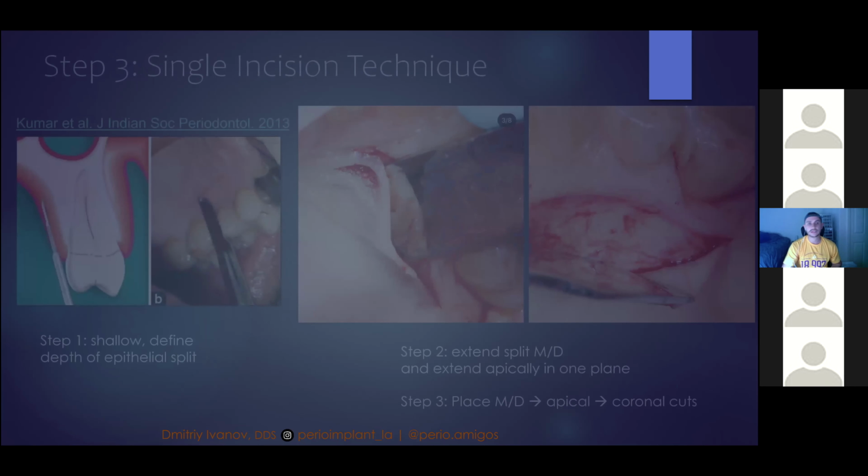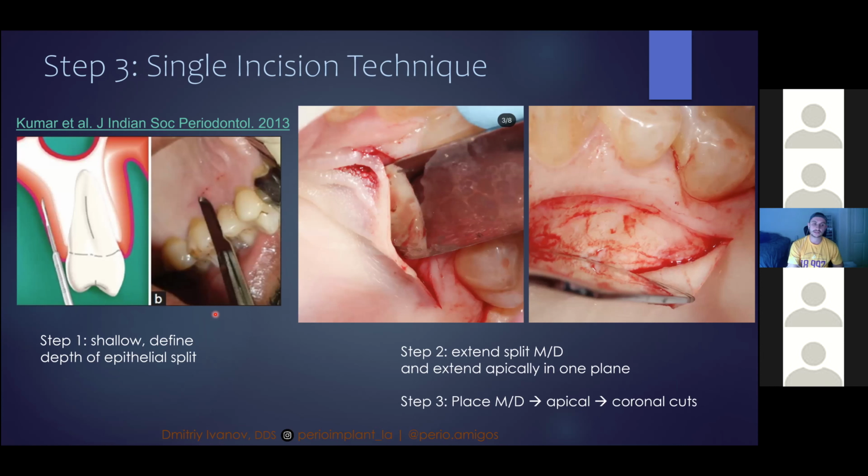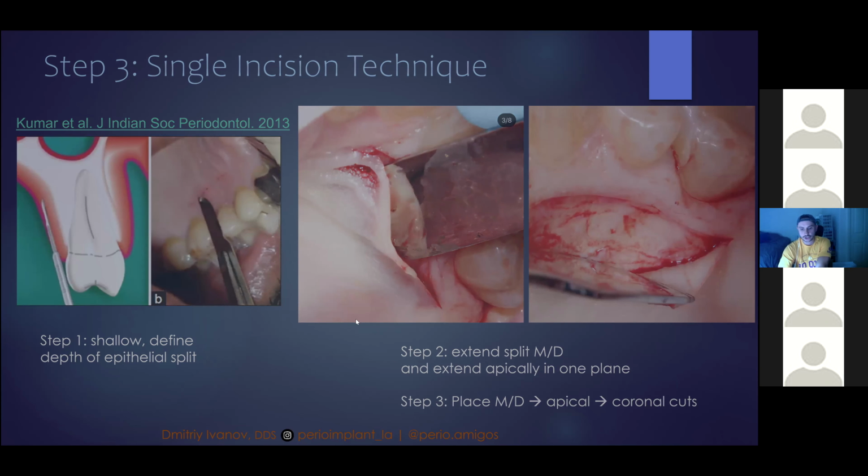Step number 3 is to take that tissue. So this slide just basically shows one way to do this. This is a single incision. You create a split between the connective tissue and the epithelium, and you take that epithelium out of the way. You push it out of the way with a single incision, and you take the middle, the connective tissue part, which is shown right here in this last picture.